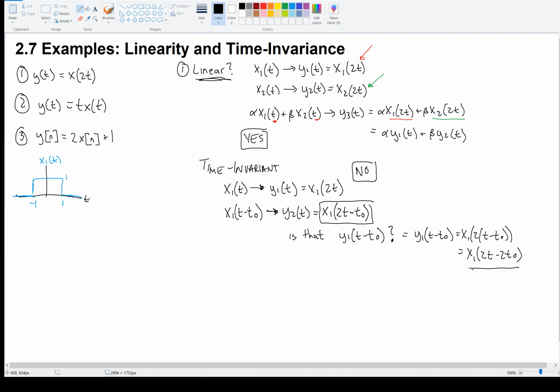Force yourself to draw these pictures that I'm drawing, if this is too abstract for you, because I won't always draw these pictures. Okay, let's say we input this x1 of t, and we know what we get out. We get out this signal compressed by a factor of 2. We went over that with time transformations. So this becomes 1/2, and this becomes minus 1/2. This is what we're calling y1 of t.